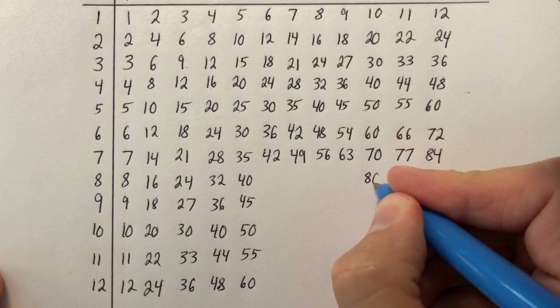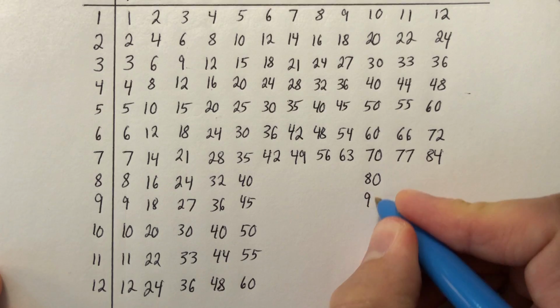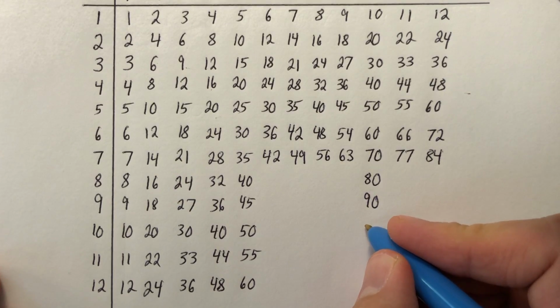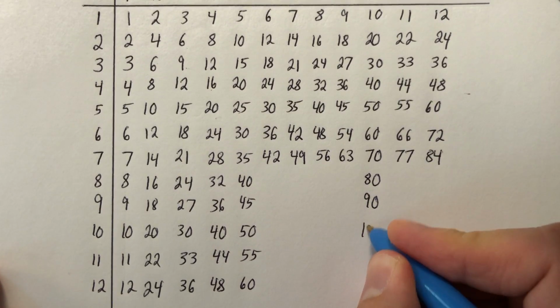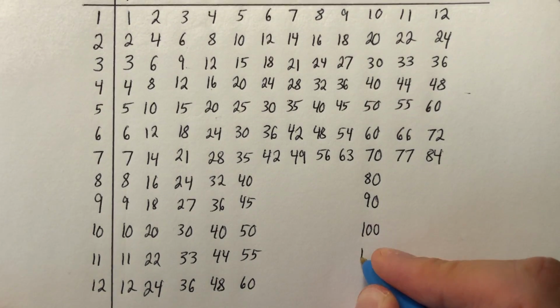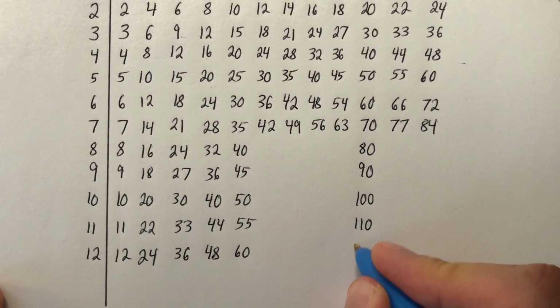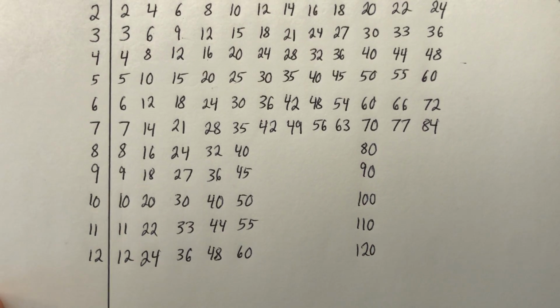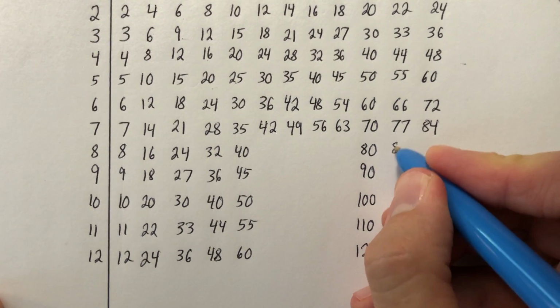It's 80. And then the next one is, well, 90. And the next one is, well, I'm going to make up a word. It's 10T. It's 10 with a 0, so it's 100. And then that's 11 with a 0, so 110. And then a 12 with a 0, so it's 120. Okay? Or this one. The next one's 88.